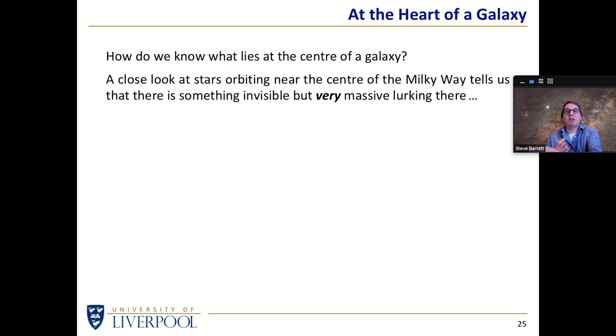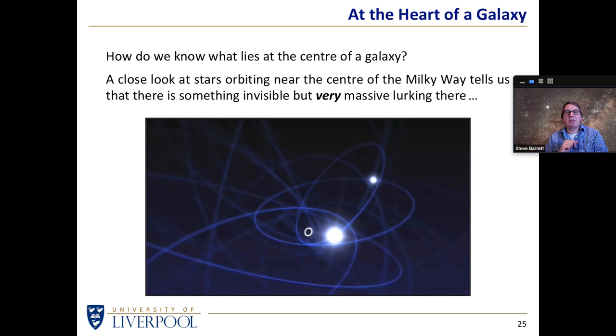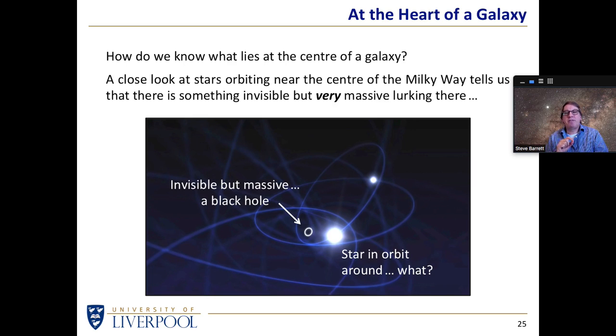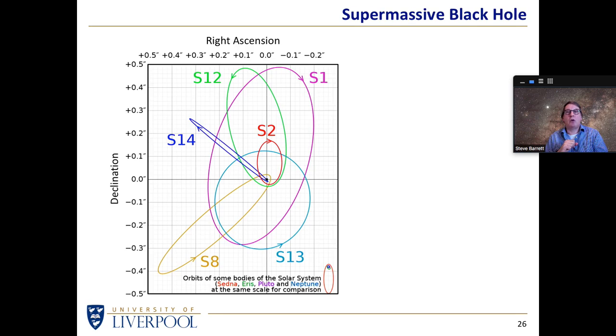Our Sun takes over 200 million years to go around one loop, one orbit, if you like, of the Milky Way, but stars much closer to the centre seem to be orbiting something very massive. There are lots of stars that are moving in orbit around something we cannot see. Something that must be very massive to keep those stars in their orbits, but relatively compact, and we think that is a black hole.